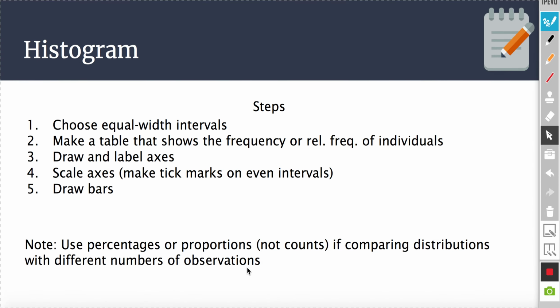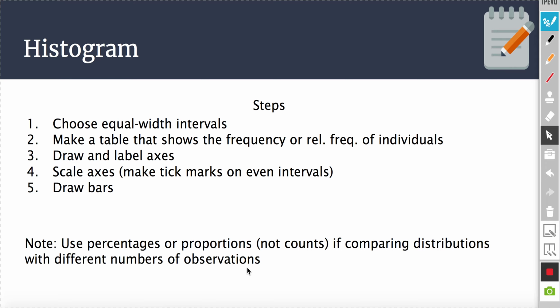In general, the steps of creating a histogram, and I'm spending more time with histogram because it's one of the more common ones to see, we'll choose equal width intervals. They have to be equal width intervals. We want to make a table that shows the frequency or relative frequency. Remember, relative frequency means percentage of data points or proportion. When we see that phrase, we're talking about percent or proportion. So you might count that 30% of the data falls into this interval, and that's okay to do if you're going to do relative frequency kinds of things. We make a table that shows the frequency or relative frequency of individuals and chunk those things into the intervals.